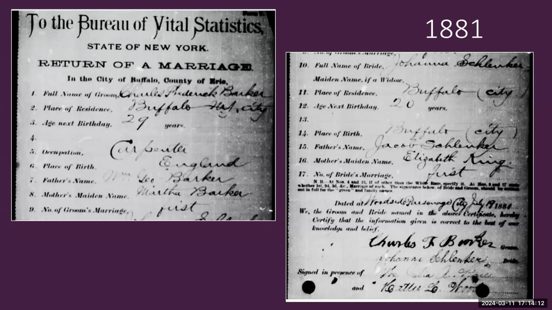Here's an example of an earlier marriage from 1881. Similar information is given to the last example. The groom, Charles Frederick Barker, 29 years old, was a carpenter born in England. His parents were William George Barker and Martha Barker. He married Joanna Schlenker of Buffalo, who was 20 years old, and her parents were Jacob Schlenker and Elizabeth King.